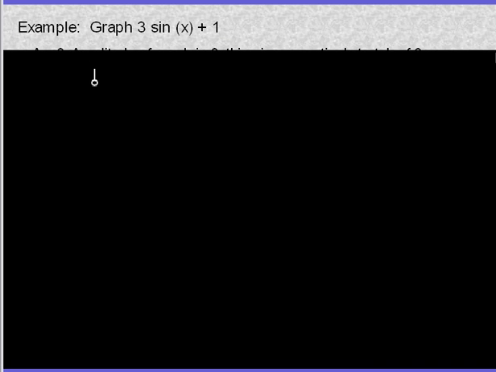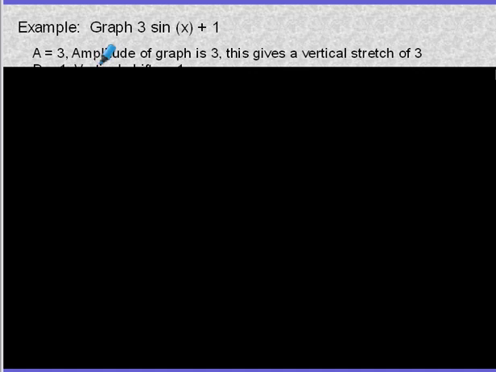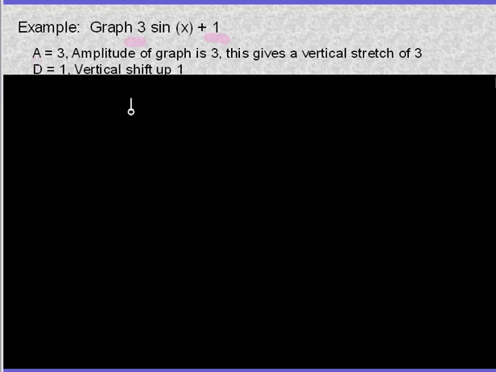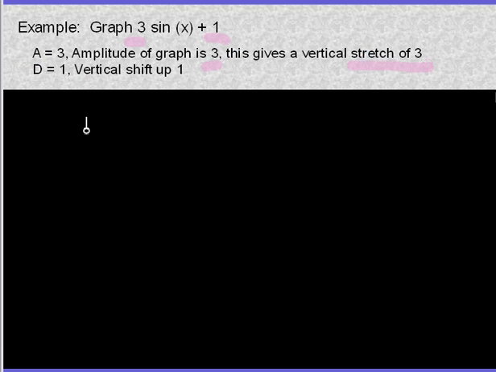So our first function that we're going to graph is 3 sine x plus 1. So we want to identify the things that have changed. Well, the A in this case is 3 and the D is 1. A being 3 means we have an amplitude change by a factor of 3. That means if the amplitude is 3, we have a vertical stretch of 3. D is 1. That means we have a vertical shift, it's actually positive 1 or plus 1.